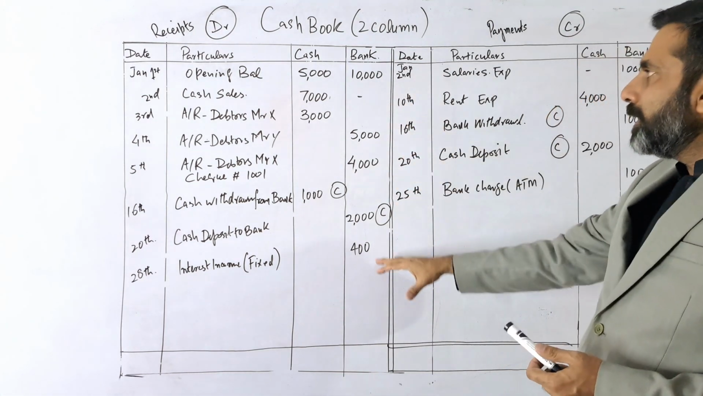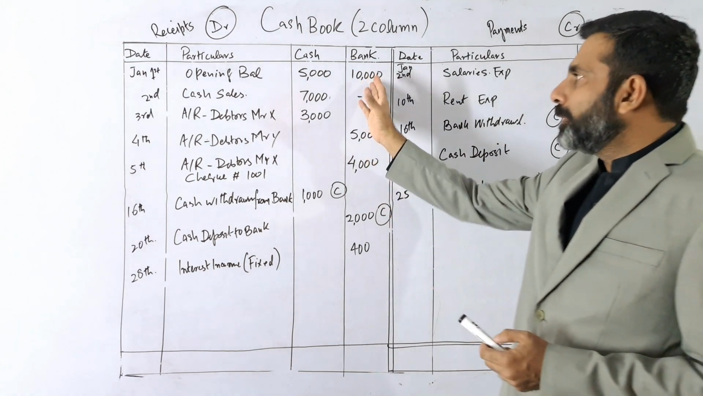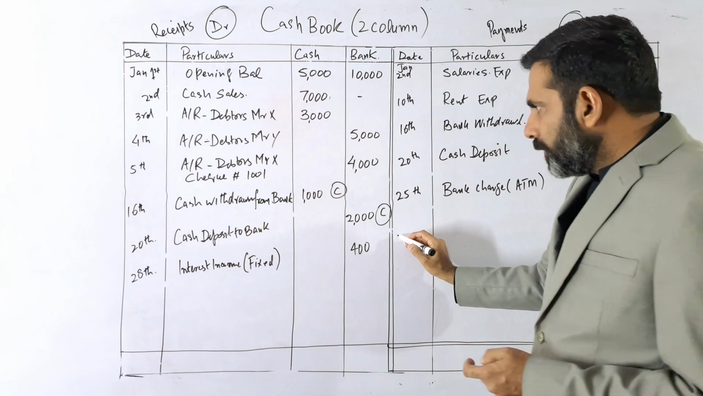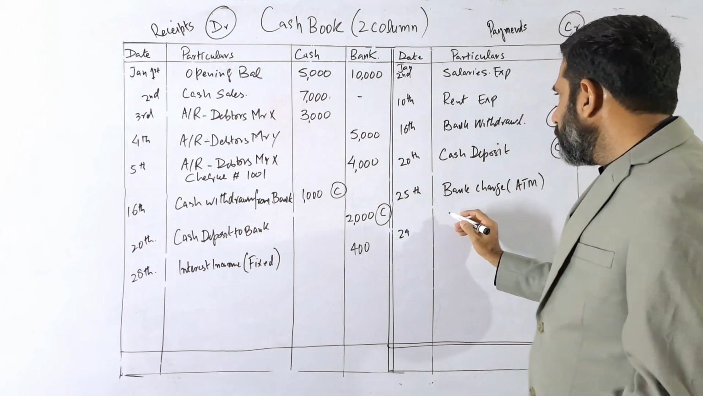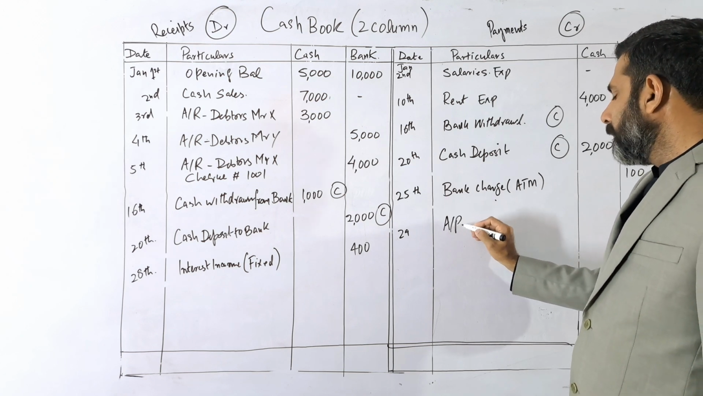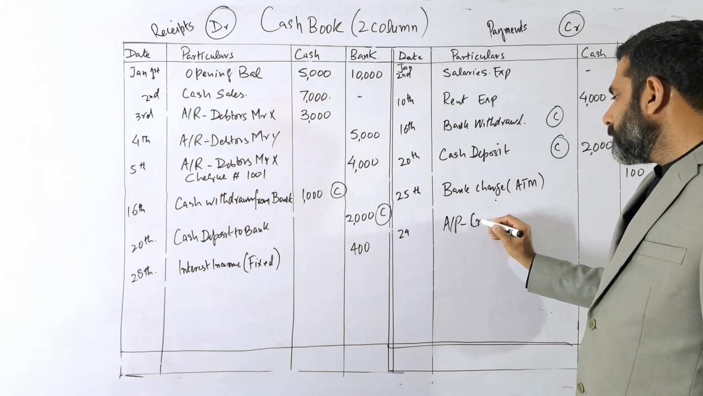So here, if you see, we have different transactions, like we have opening balances, cash sales. Again, for example, on the 29th, you have to pay to the account payable. You have creditors.